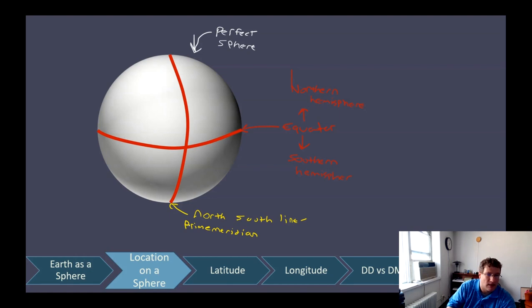What we can do with the prime meridian is say, if we are on this side of the prime meridian, we're in the western hemisphere, because we're going west. If we're on this side of the prime meridian, we're in the eastern hemisphere.